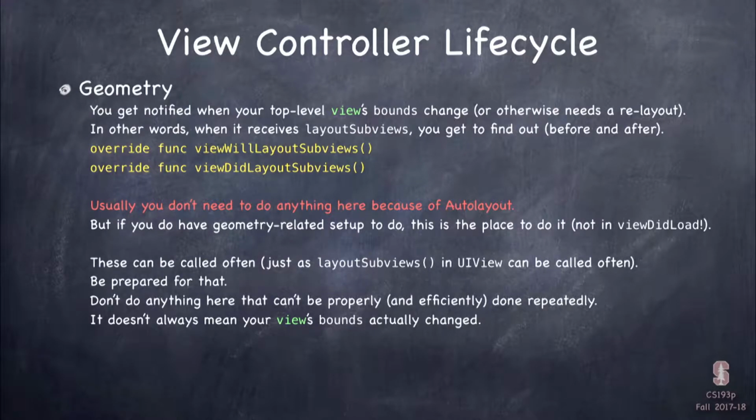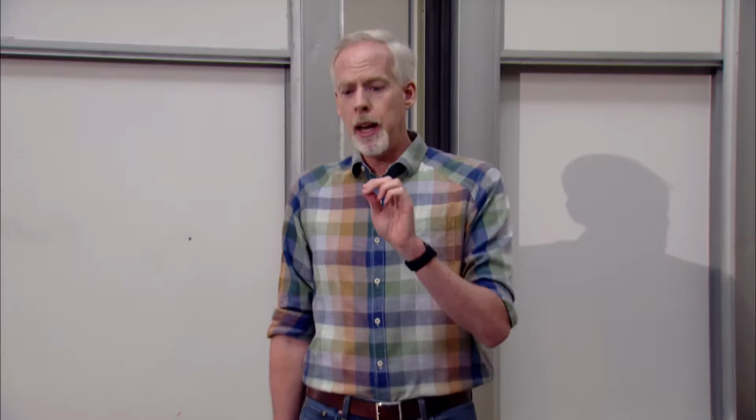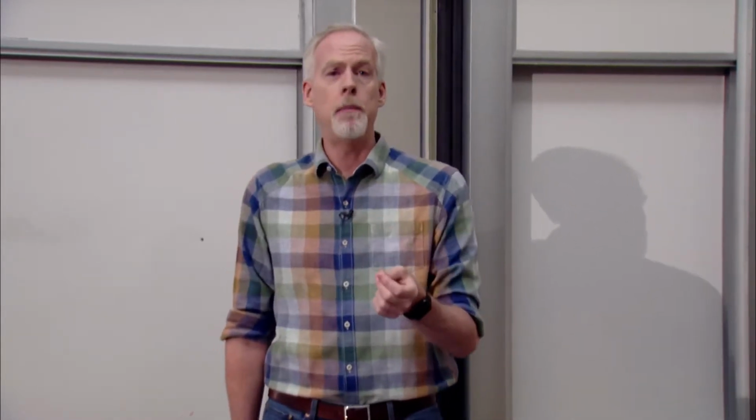So you want to make sure these methods, if you do something as a reaction to your bounds changing, properly and efficiently work, even if they're repeatedly called. They might be called twice in a row with the exact same bounds, for example. So if you had to do something very complicated and expensive, you certainly wouldn't want to do it twice in a row.